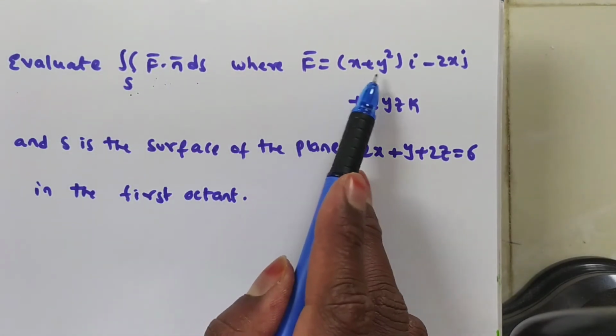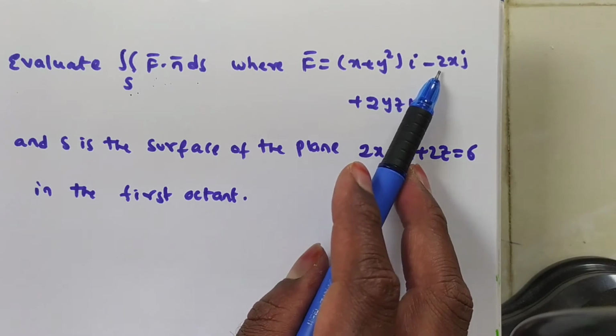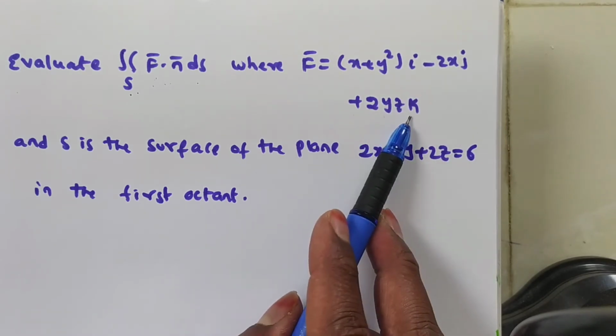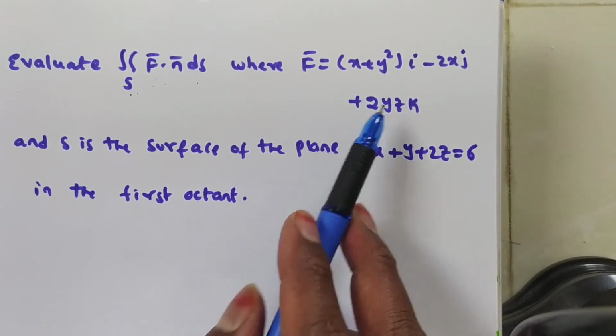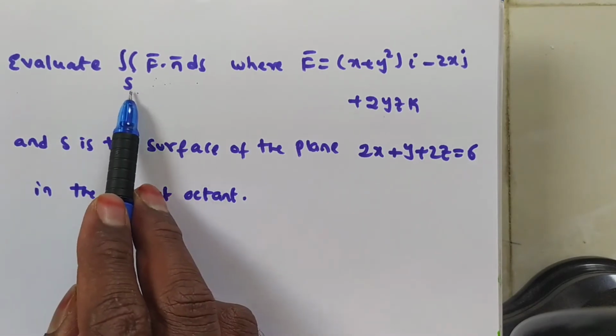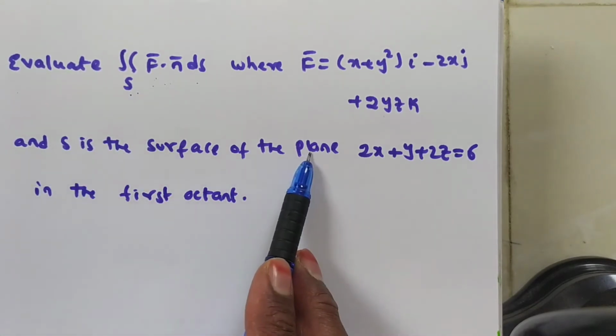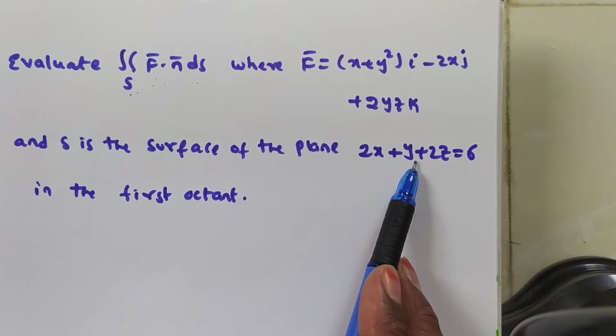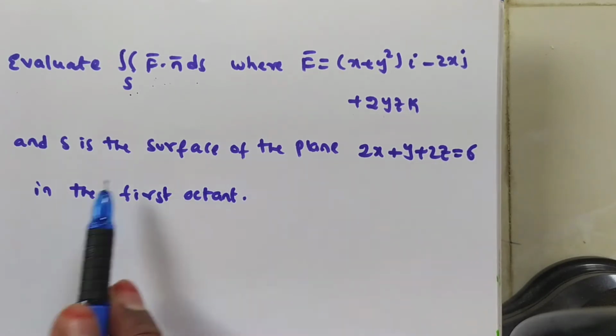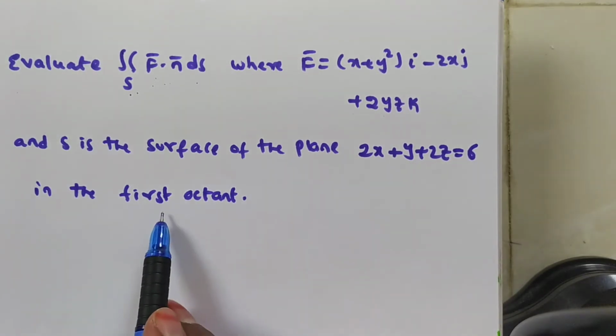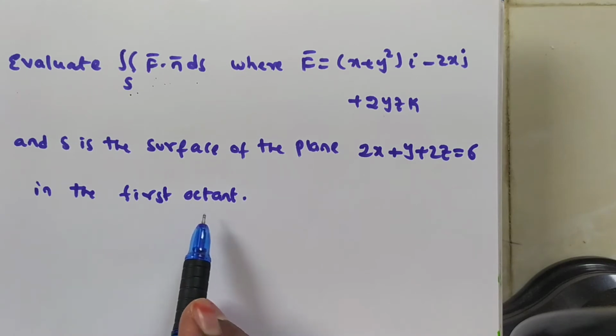They are given x plus y squared times i minus 2x j plus 2yz k, in three-dimensional space, right? And S is the surface of the plane 2x plus y plus 2z equals 6 in the first octant. First octant means you can take either the xy plane, or yz plane, or zx plane.